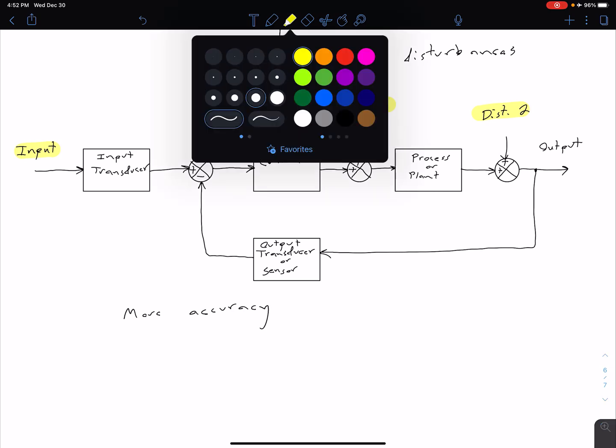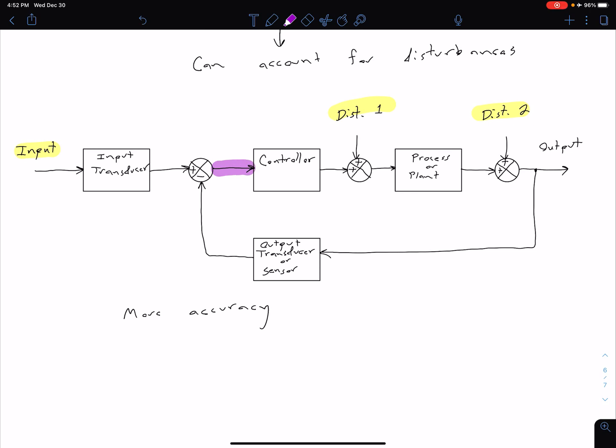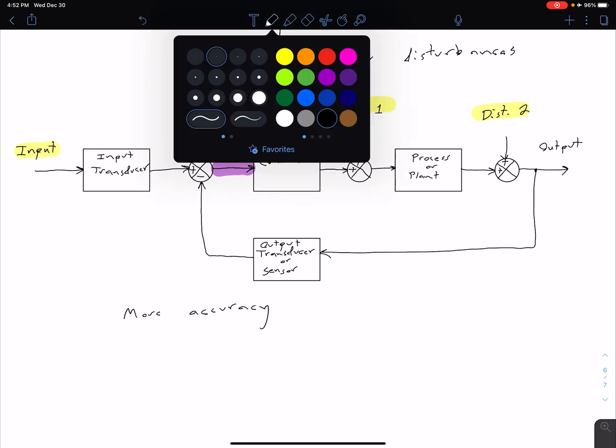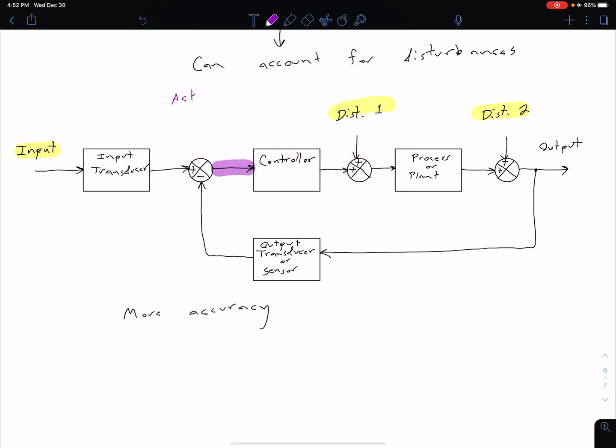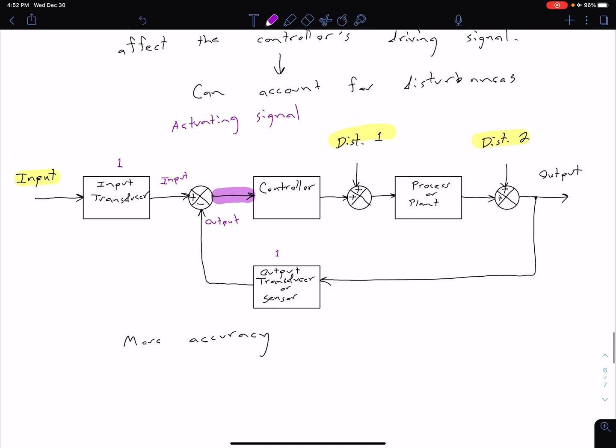Just some terminology, this signal right here that is coming out of that summing junction after we've compared our input and our output is called our actuating signal. Now, there's a special case if we have unity gain transducers. That means if our gain here is 1 and our gain here is 1, then we actually have our input here and our output here, such that our signal in that highlighted purple area is just going to be the difference of our input and output. So in that special case, if we have unity gain on our transducers, then we're going to call this signal our error signal. And we'll talk about this a little bit more in a later unit.